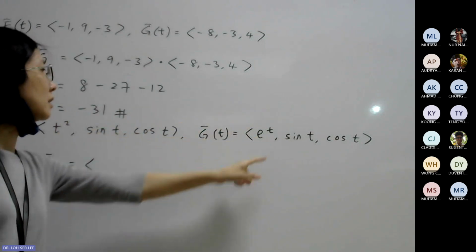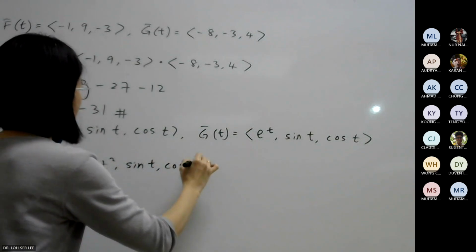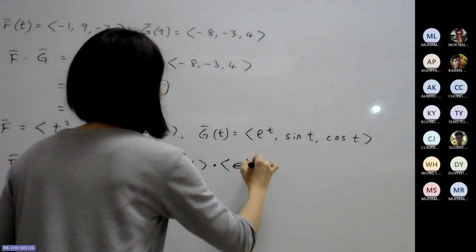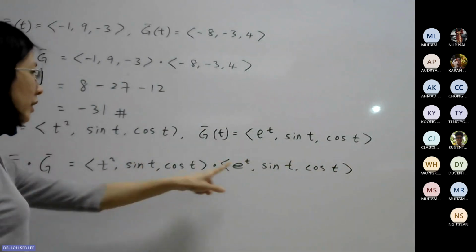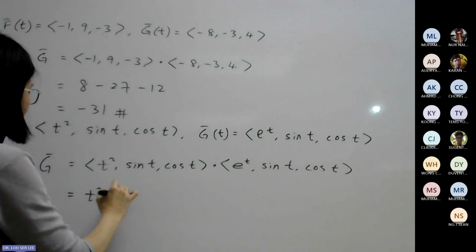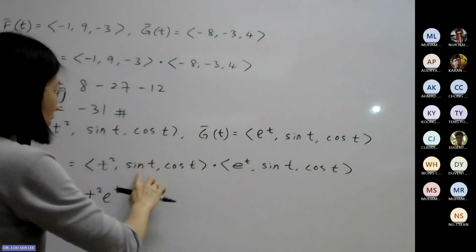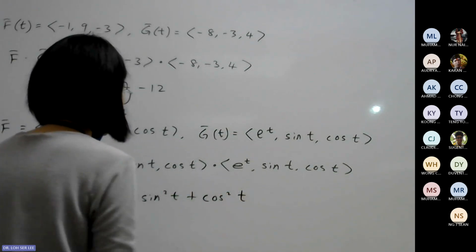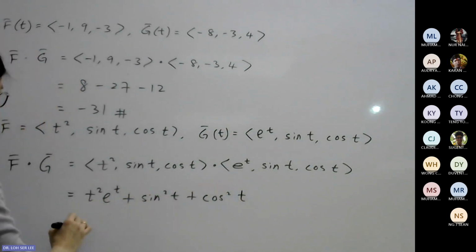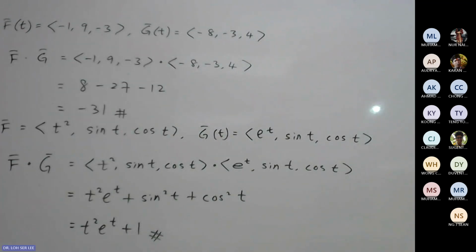Okay, t squared e to the t. Write it down here. t squared times e to the t. No more bracket because this is no longer a factor. t squared e to the t plus sine squared t plus cos squared t. And sine squared t plus cos squared t is 1. It is an identity.